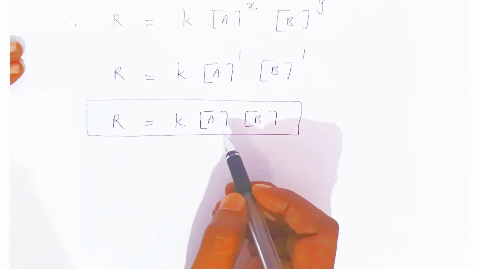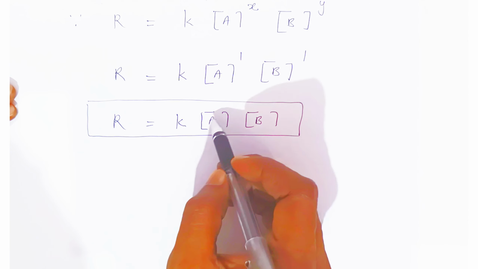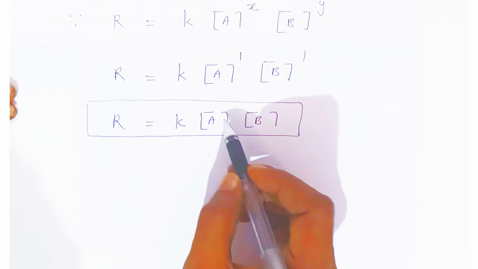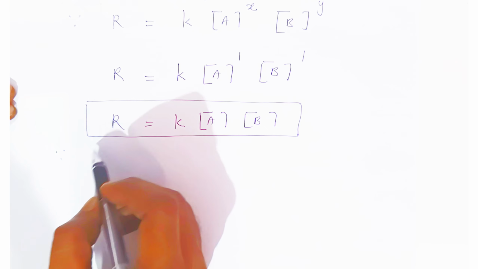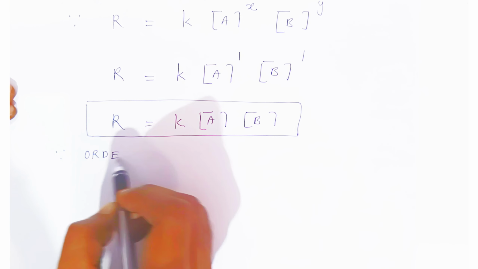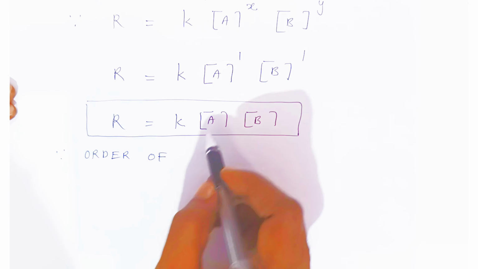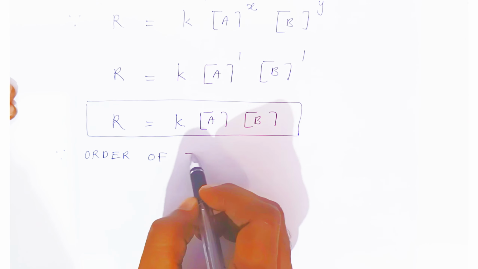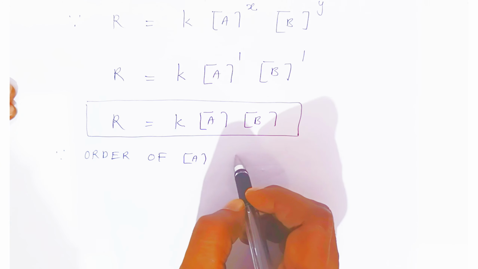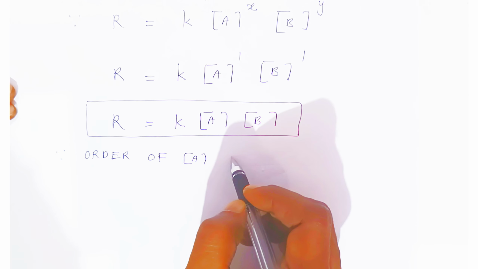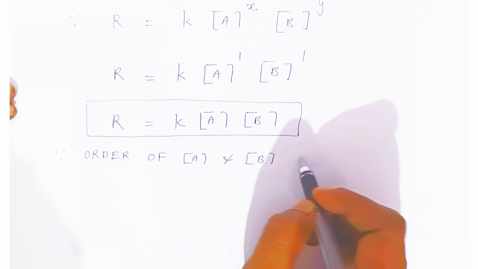Now when you are talking about the order of each reactant, here 2 reactants are involved, so the order of each reactant will be 1. So you can write, therefore, the order of reactant A and reactant B will be 1.